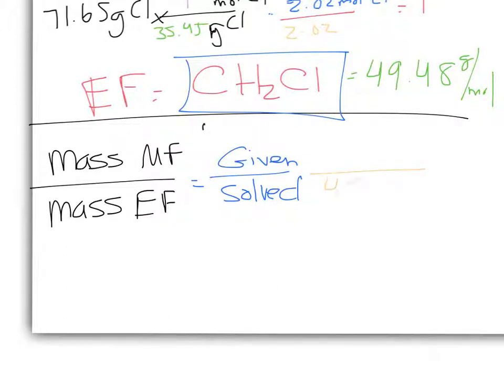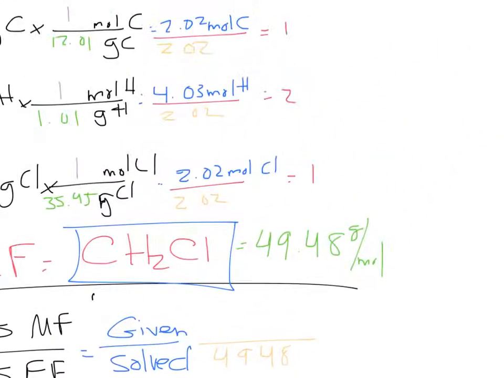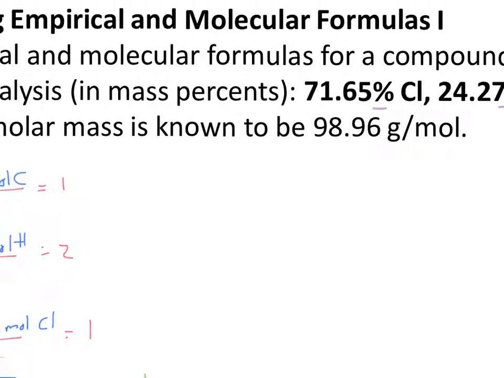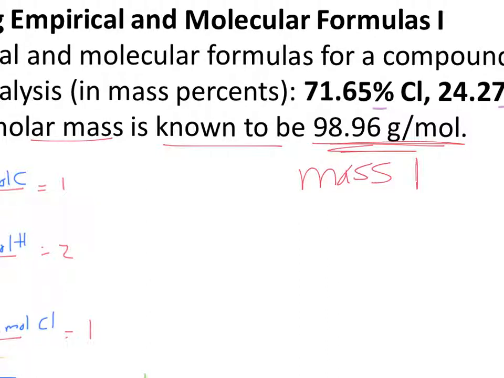So 49.48. And then the number given. Let's go back up to the problem. Let's look at it. And so the molar mass is known to be, and look what they gave you. It says molar mass known to be this right here. And so this is the mass of the MF.